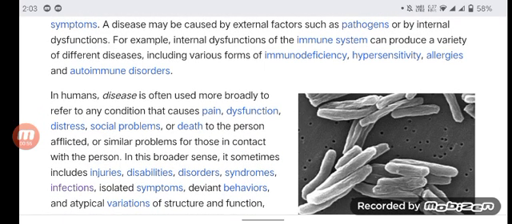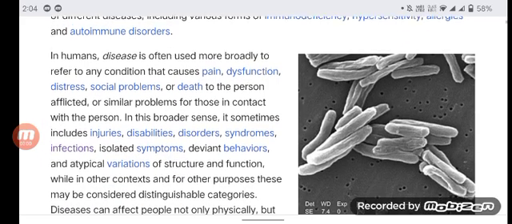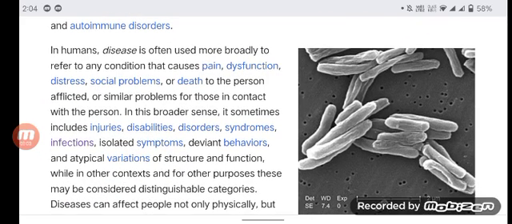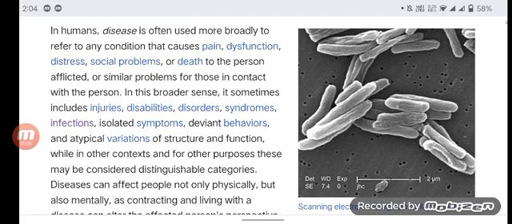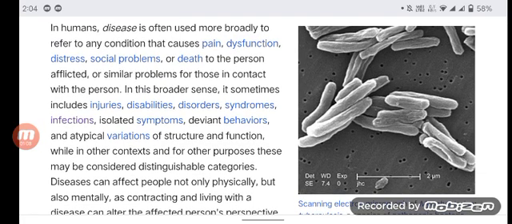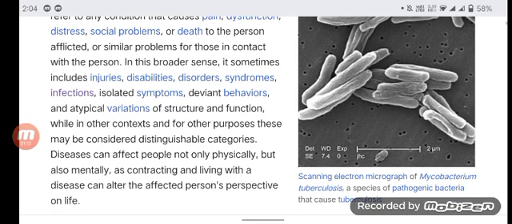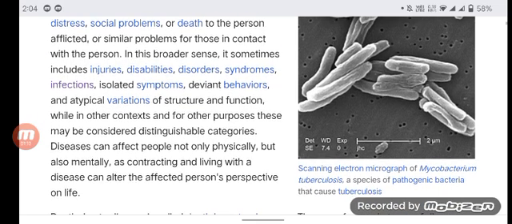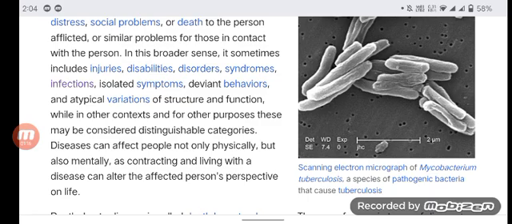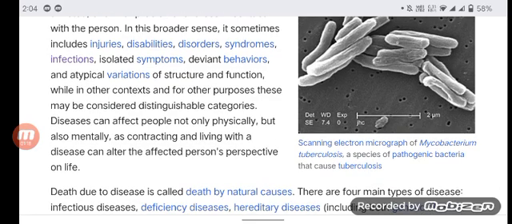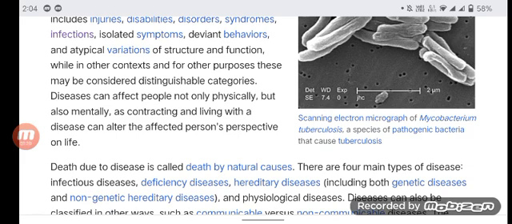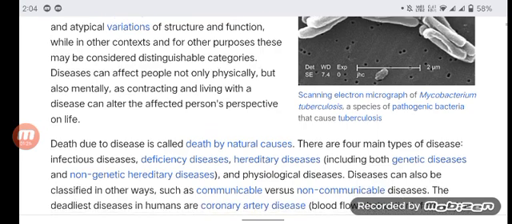In humans, disease is often used more broadly to refer to any condition that causes pain, dysfunction, distress, social problems, or death to the person afflicted, or similar problems for those in contact with the person. In this broader sense, it sometimes includes injuries, disabilities, disorders, syndromes, infections, isolated symptoms, deviant behavior, and atypical variations of structure and function, while in other contexts and for other purposes these may be considered distinguishable categories.